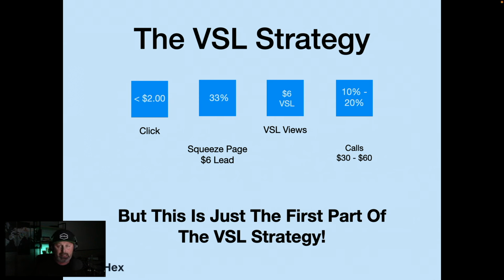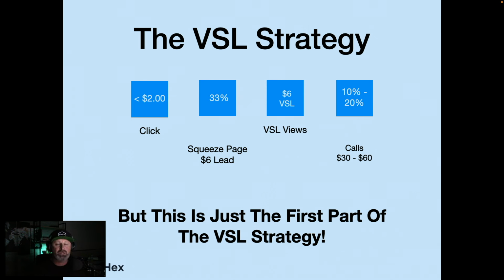We want to get clicks for under $2 if we can, by running ads, of course. Next, the next part of the process is to have a 33% opt-in on our landing page, on the squeeze page. And we'll talk about that. It's a big part of this today. And then VSL views, and then the actual calls themselves. But again, this is just the first part of the strategy.